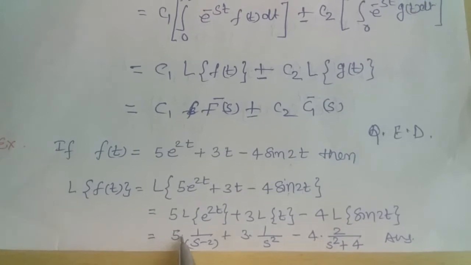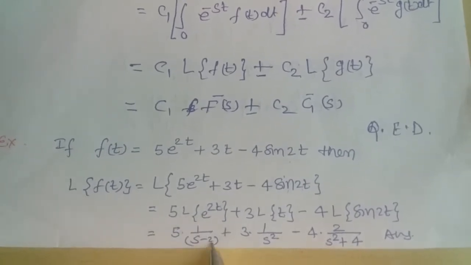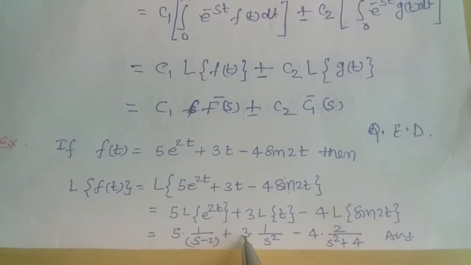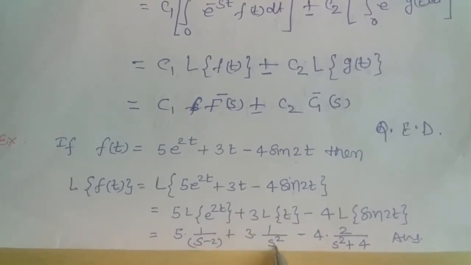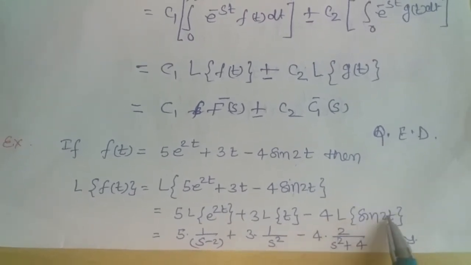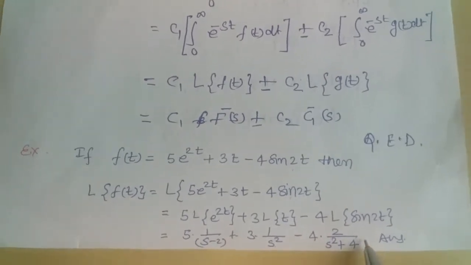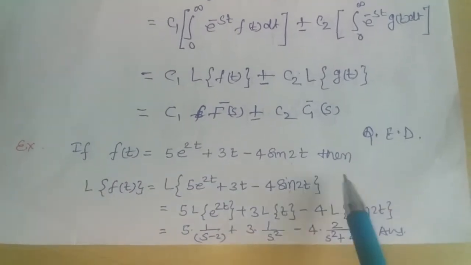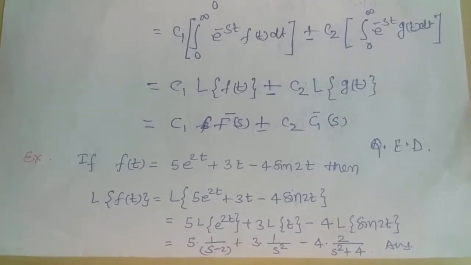Now 5 times the Laplace transform of e raised to 2t is 5 upon s minus 2, plus 3 times the Laplace transform of t is 3 upon s square, minus 4 times the Laplace transform of sin 2t is 4 times 2 upon s square plus 4. So this is how we apply the linear property to calculate the Laplace transform.